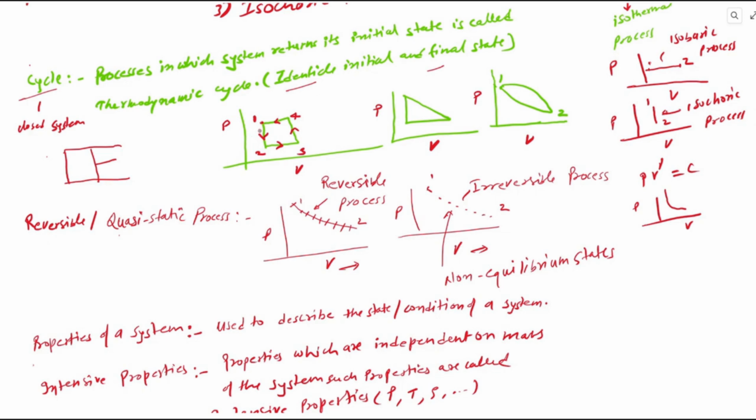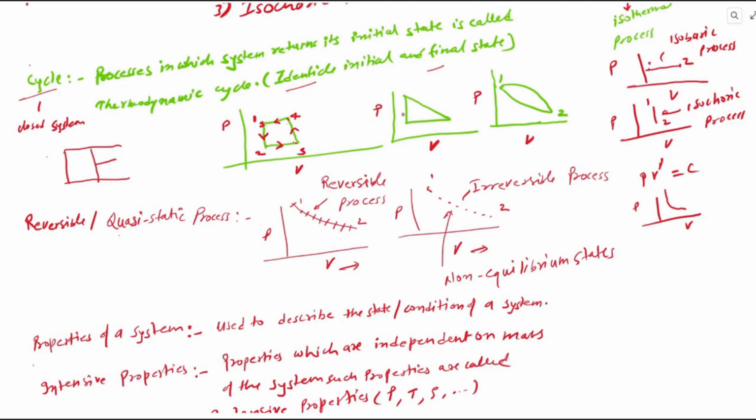We move to state 2, and then through process 2 to 3, we reach state 3. Then process 3 to 4, we reach state 4, then again 4 to 1, we reach state 1. So finally, we reach the final state and the initial state are the same, right? So this is a cyclic process, right?